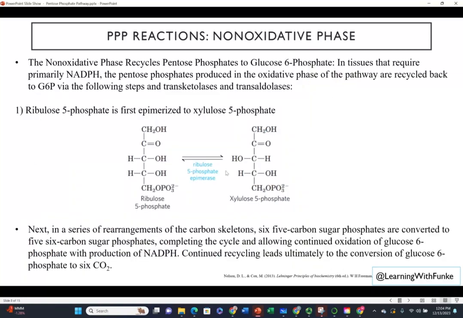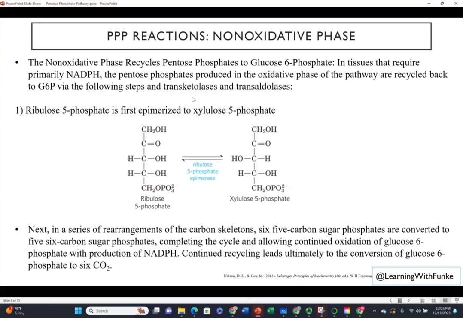All right, so now moving into the next phase, we've talked about the oxidative phase. Now, the non-oxidative phase, this is where we are pretty much recycling those pentose phosphates and creating glucose 6-phosphate again. In the past slides, we went from glucose 6-phosphate to ribose 5-phosphate, but here we're going from those pentose phosphates, like ribose 5-phosphate and ribulose 5-phosphate, to glucose 6-phosphate.